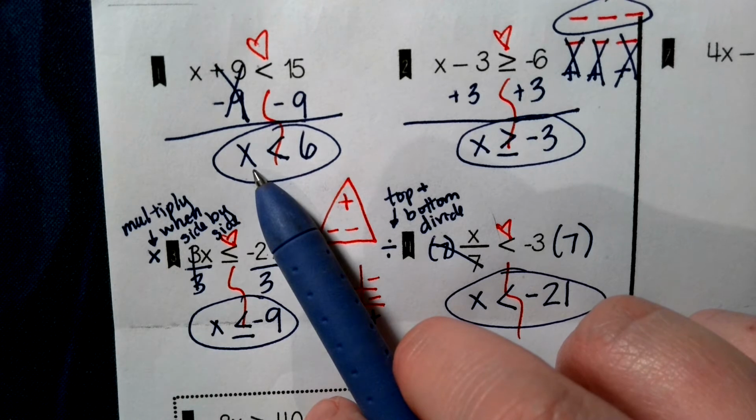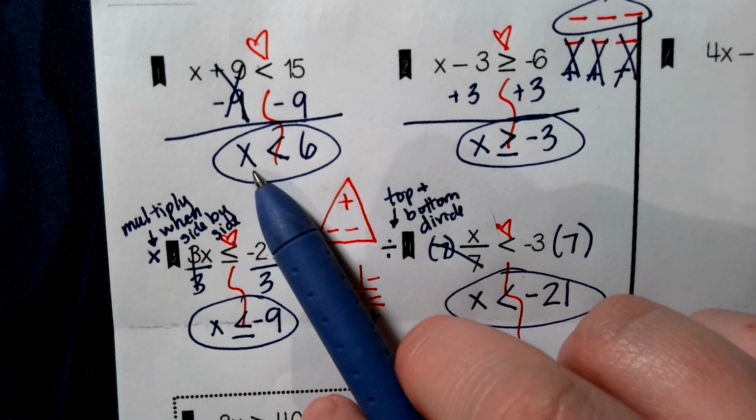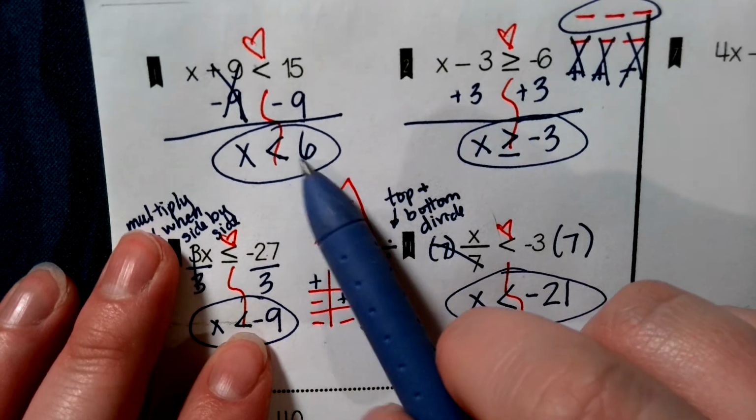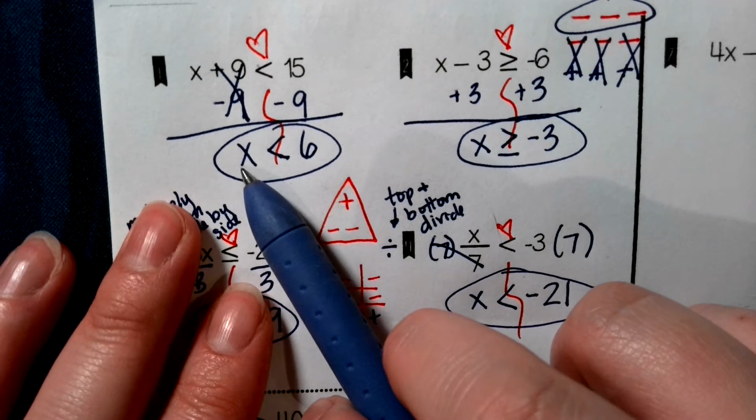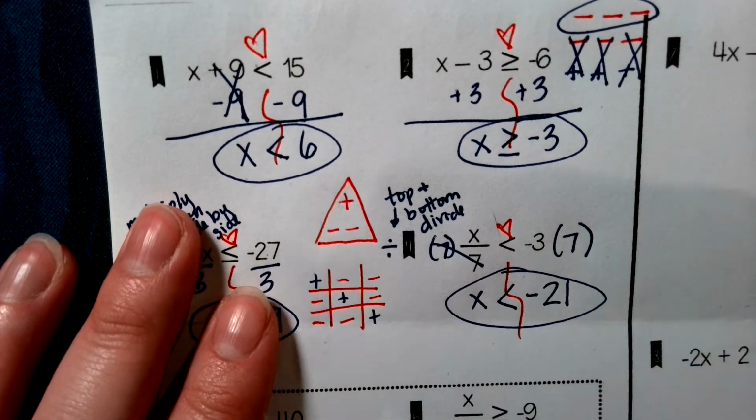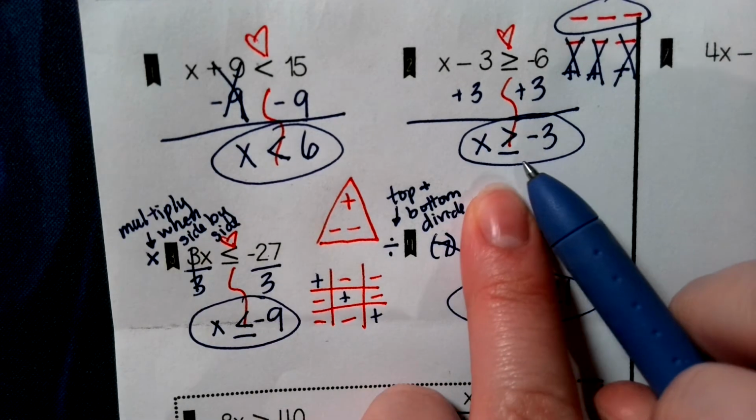Could I put 6 in this spot? I cannot put 6 in that spot. Why? This sign says less than 6. So 6 is not less than 6. That wouldn't work in this situation.